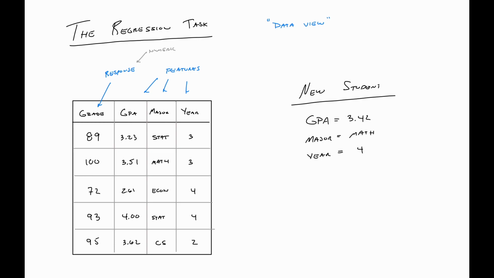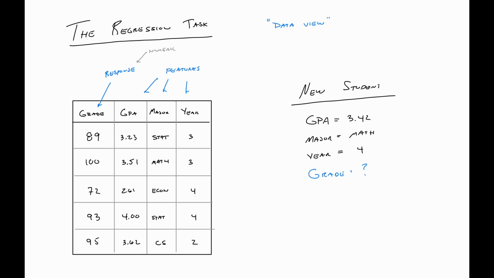So in other words, let's say we see a new student. Their GPA is a B average, totally respectable. They're a math major, the best major on campus. That's my biased opinion because that's the major I did here myself. They're a senior. And, well, wouldn't it be nice if we could plug that in and get a grade for them? So that's the goal here.